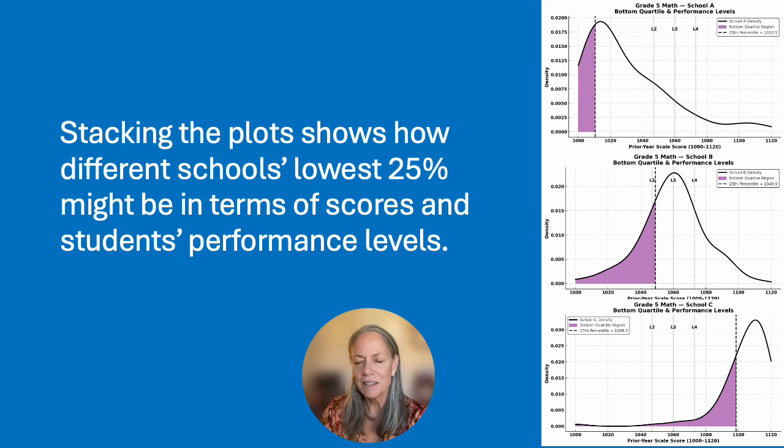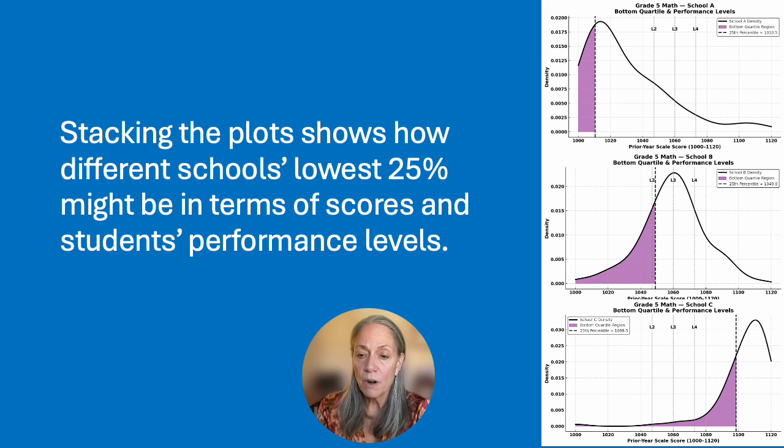When I stack these plots on top of each other, you get a better sense of how the spread of scores in a school impacts who is in that bottom 25%. So you can see in school A again, the spread of scores is really down near the bottom of the scale. And so you will get to the bottom 25, or the lowest 25% of students, at a pretty low scale score.